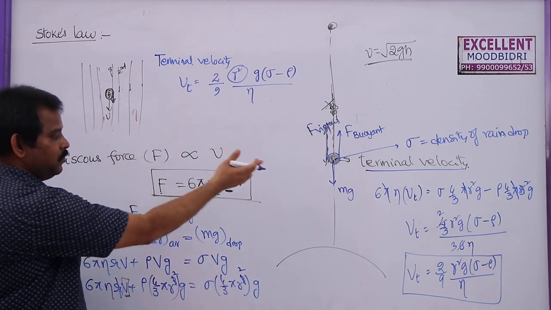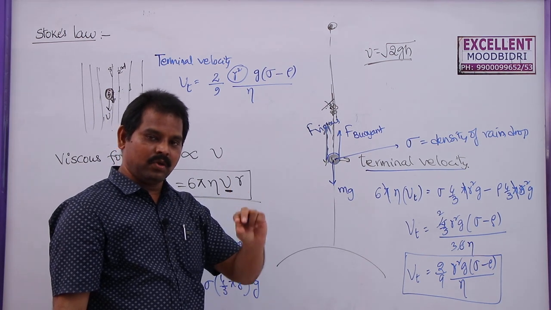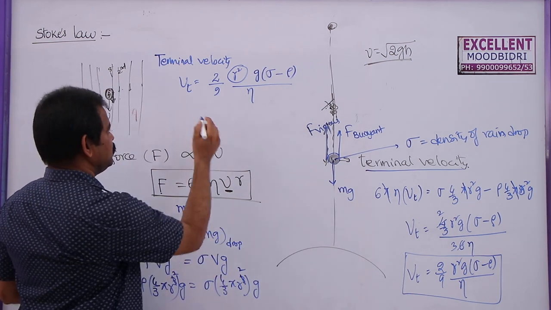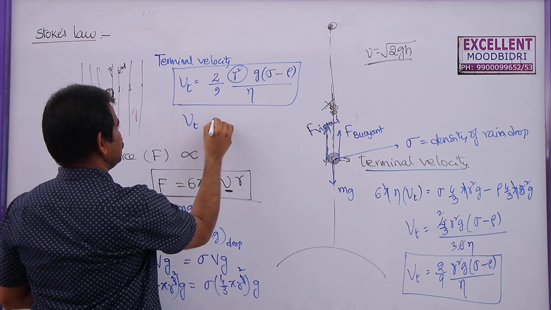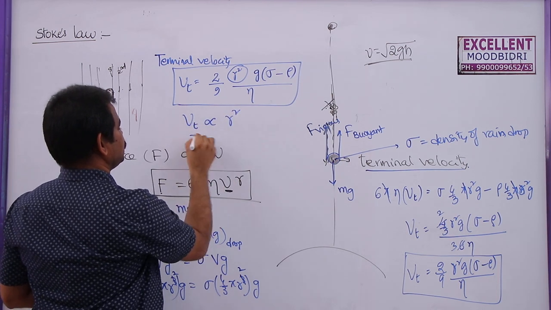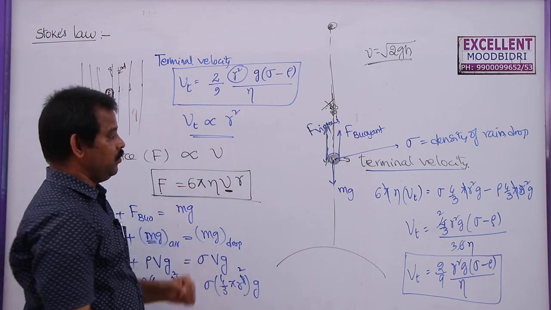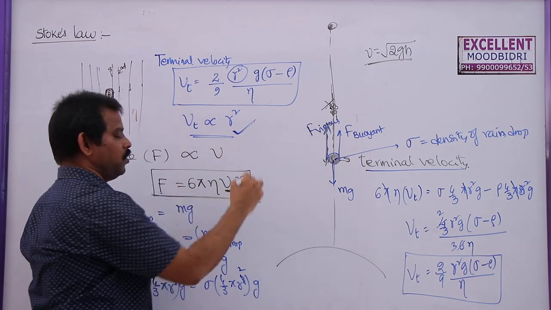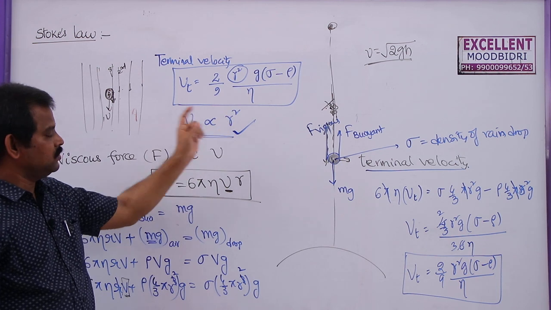So this is not only for a raindrop, any solid body which is traveling through a fluid can have this terminal velocity. So this terminal velocity is given by this formula. So terminal velocity V is directly proportional to the square of the radius of this body. Now remember, while deriving this equation, I am always considering a spherical body here. So for any spherical body which is falling through a fluid, the terminal velocity is always directly proportional to the square of its radius.